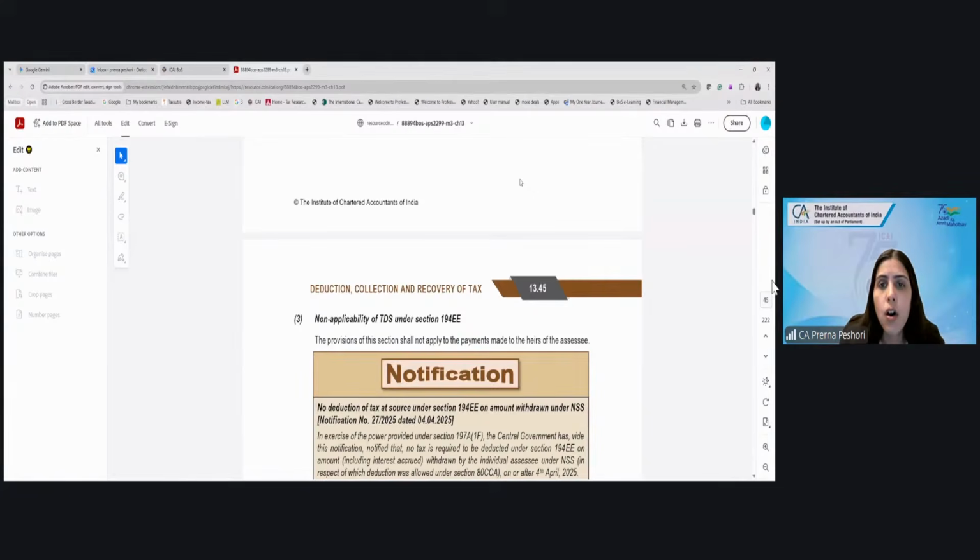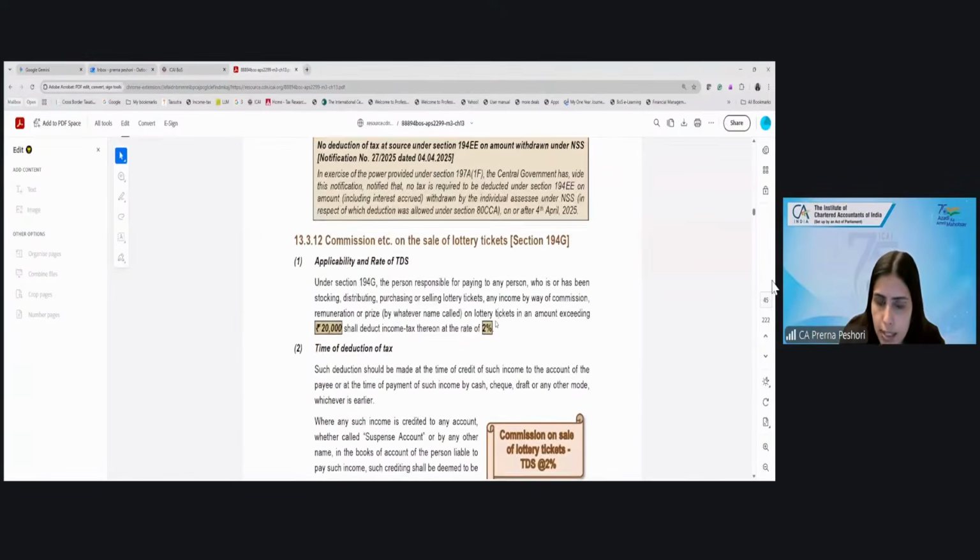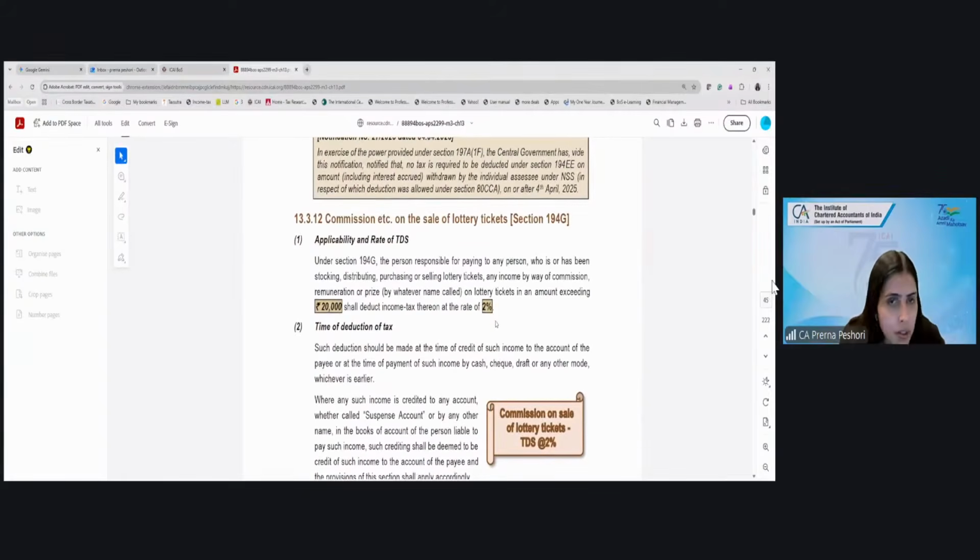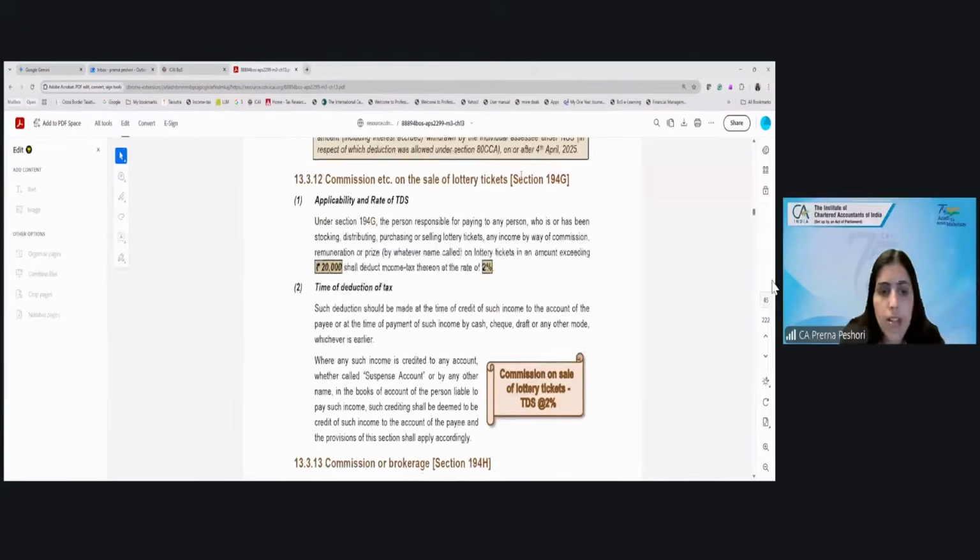Next is 194G, commission on the sale of lottery tickets. Any person can be the payer. Payee is also any person, right? And what is the TDS rate over here? 2%. What is the threshold? 20,000. What is the timing? Payment or credit, whichever is early. Clear?